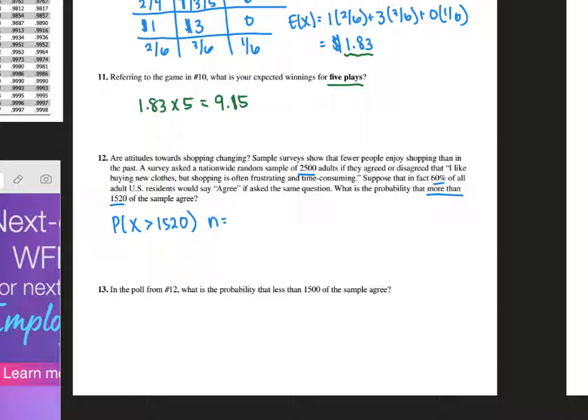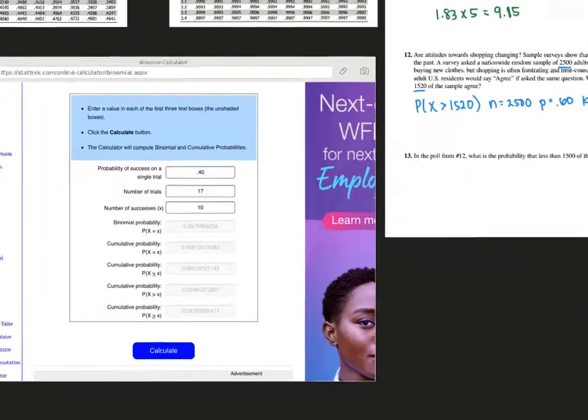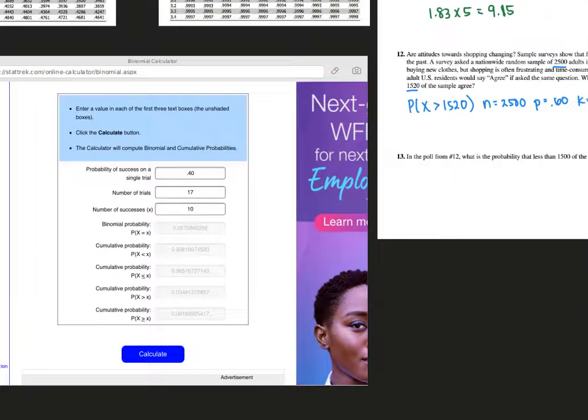In this case, we're looking at our sample size of 2,500. Our probability is going to be 0.60. And then we're going to use 1520 as our K value. So now going over to our table here, or our calculator here.